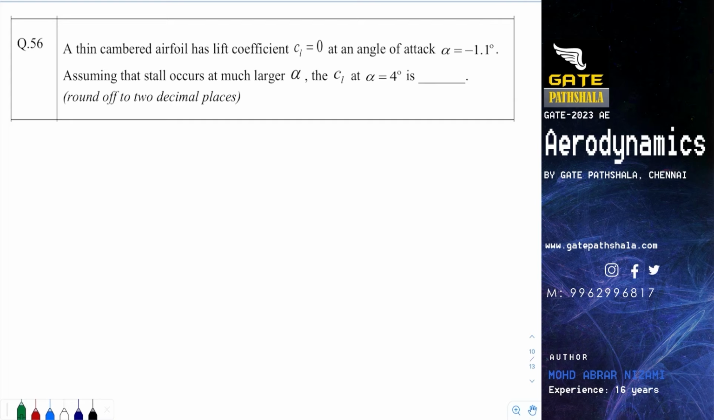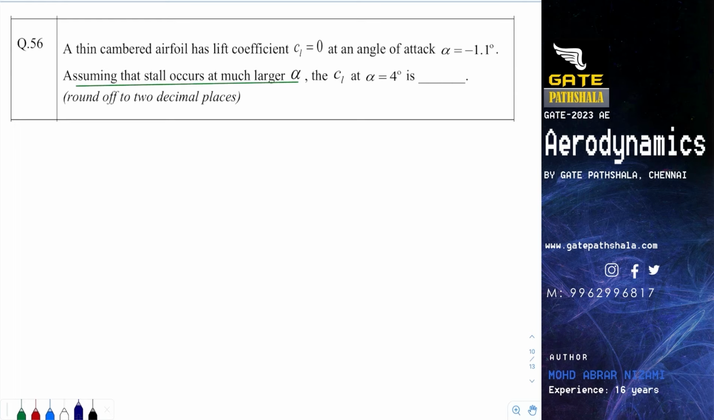Now coming to question number 56. A thin cambered aerofoil has lift coefficient CL equal to 0 at an angle of attack alpha equal to minus 1.1 degree. Assuming that stall occurs at much larger alpha, so we can consider the linear profile by reading this particular line. The CL at alpha equal to 4 degree is. So it's a kind of straightforward question.